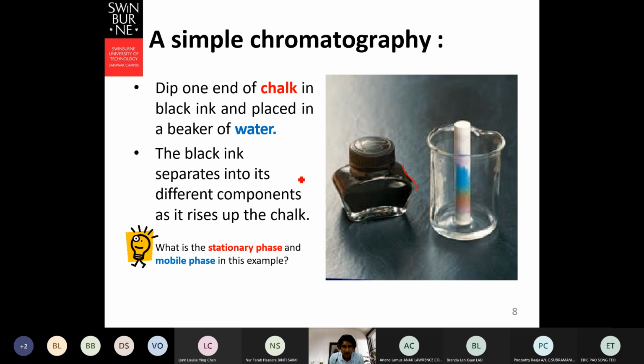Now, how do we know that it is different colors and it looks black? So the chalk, if we dip this chalk inside this black ink, a small amount of black ink, we put one drop of this ink in this beaker, and then let it be for maybe 10-15 minutes. You will see that the color separated, and the colors are going upward. All the colors got separated.